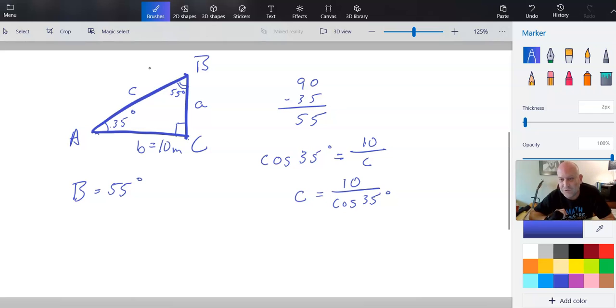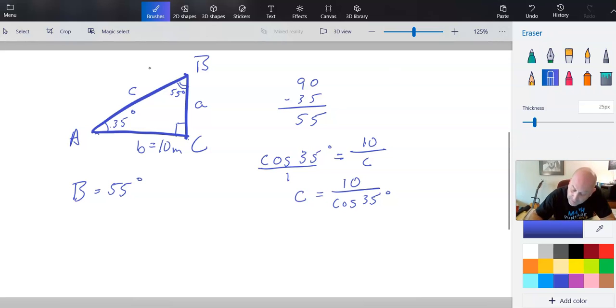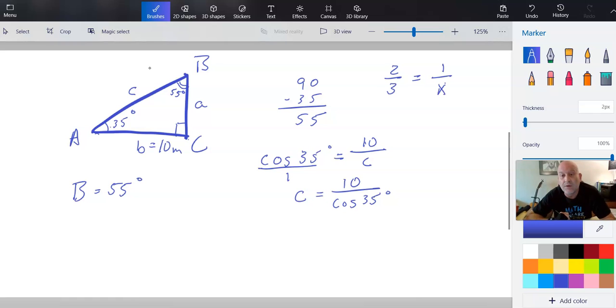Now, I'm going to show you a little algebra trick that's going to save you a lot of time with proportions. I'm viewing cosine 35 as cosine 35 over 1, like a fraction. If I have something like 2/3 equals 1 over x, one of the things I can do is swap the things on the diagonal. I can put the x where the 2 is, and the 2 where the x is. You notice that brings the x out of the denominator.